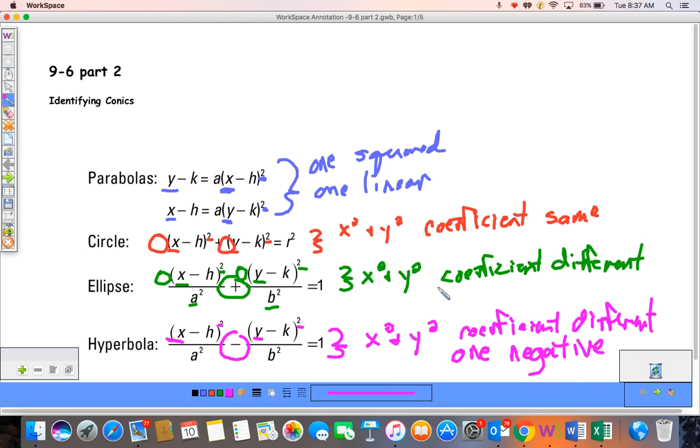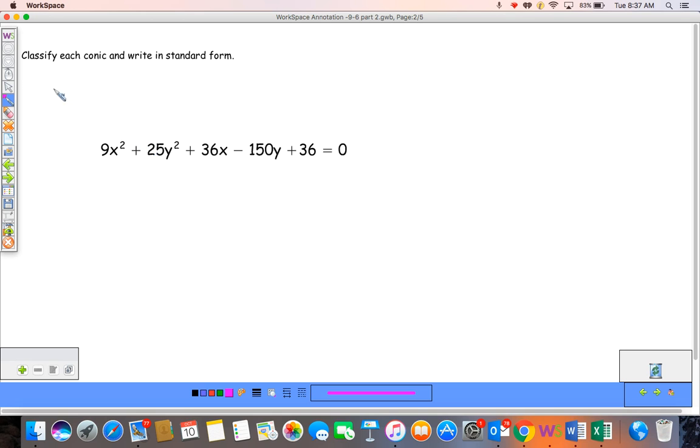And what we'll do is go through a couple of examples, and we're going to talk about all of this here and which one it is. And then we'll complete the square and just get them in standard form, which is going to be your directions. We're going to classify the conic, which is basically telling me what the conic is. And then we're going to write it in standard form, second part.